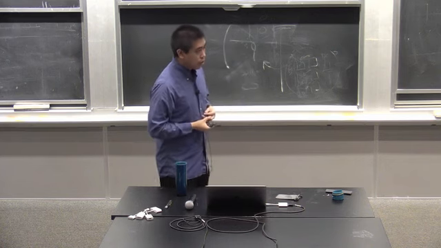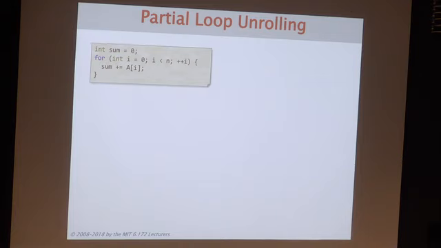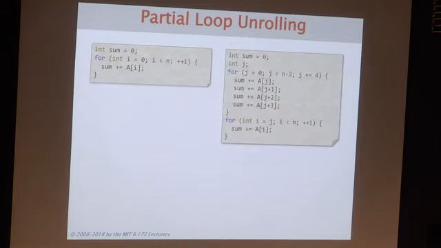So the more common form of loop unrolling is partial loop unrolling. And here, in this example, I've unrolled the loop by a factor of 4. So I reduce the number of iterations of my for loop by a factor of 4, and then inside the body of each iteration, I have 4 instructions.